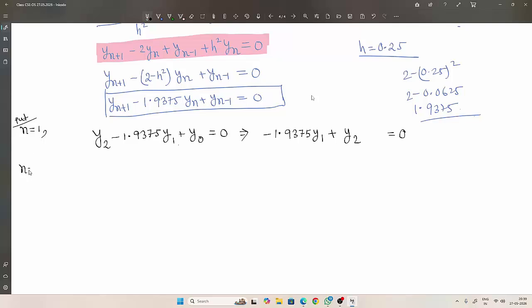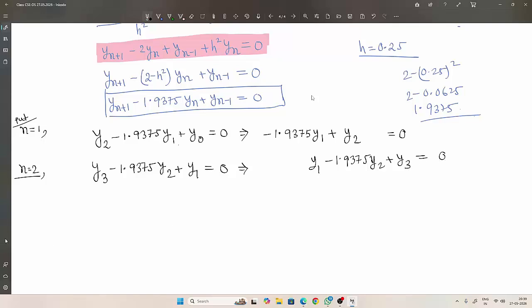Now put n equal to 2. If you put n equal to 2, what are you getting? y3 minus 1.9375 y2 plus y1 equal to 0. Now no values are known here. We don't know y1, y2, y3. So just rearrange it in order and write it like y1, then minus 1.9375 y2, then plus y3 is equal to 0. So this is the second equation.